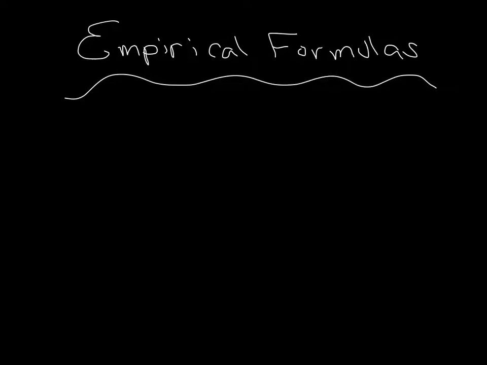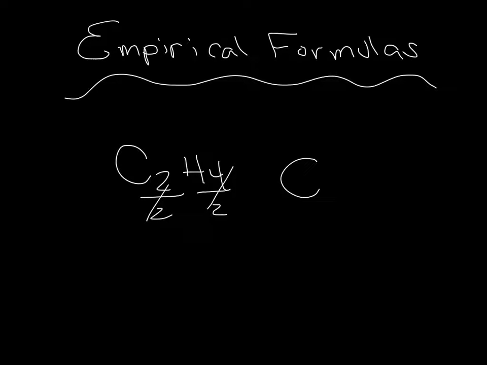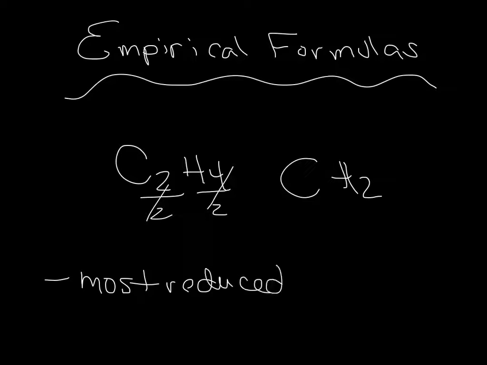Today's video is going to talk about the difference between empirical and molecular formulas. So we've mentioned before, when we started doing formula writing, that when we have a compound, for example C2H4, that we want to reduce it to its most simplified form. So we said that in this particular example, we could divide by 2 to end up with the compound C1, which we're not going to write the 1, and then H2. So in general, the empirical formula is the most reduced or the most simplified version of that formula.